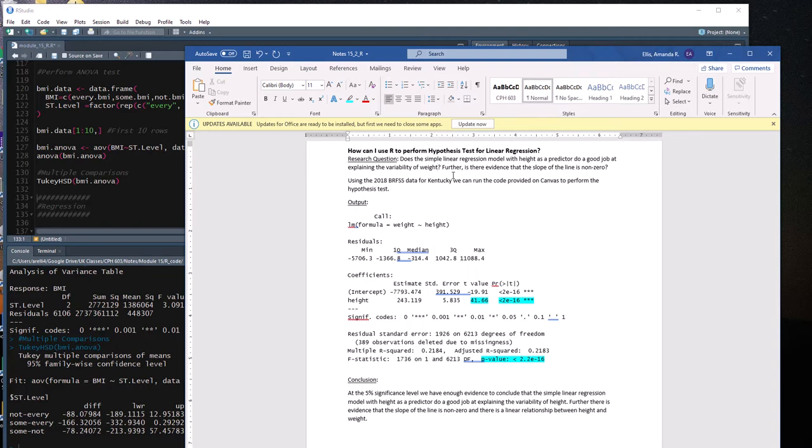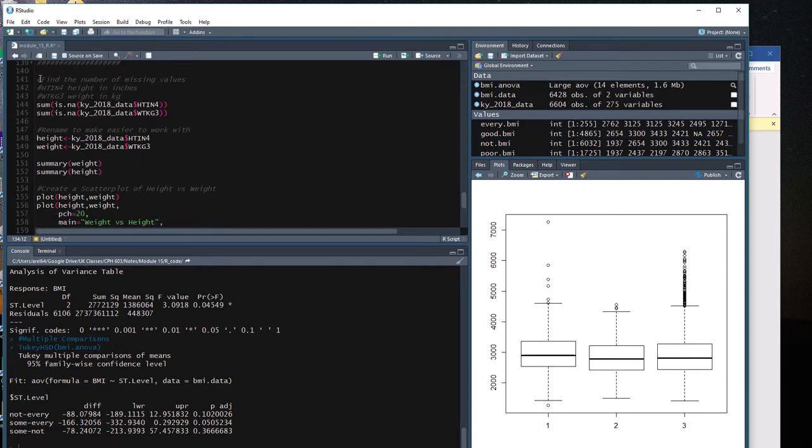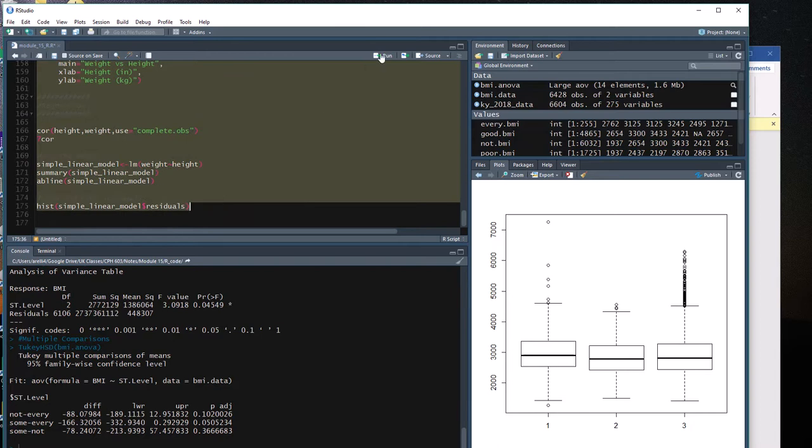And then further, is there evidence that the slope of the line is non-zero, which again, helps suggest a linear relationship. So if we go to the code, you'll find that the code is exactly the same code that we saw back in Chapter 9 when we fit the linear regression model. So I'm not going to spend too much time on this code because again, it is exactly the same.